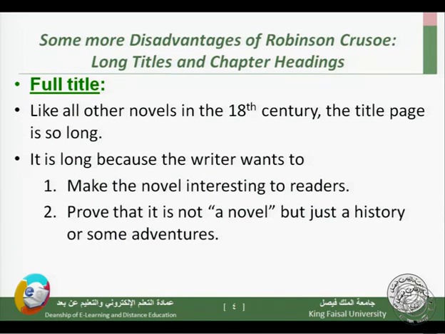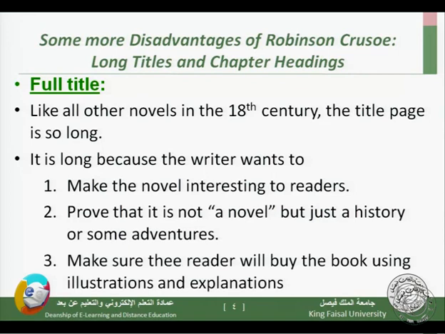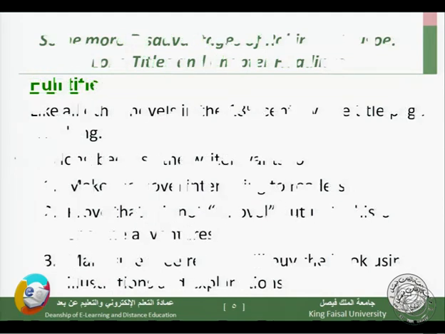Remember the 4 boxes? Okay? They call the novels adventures, they call them history or tales or travels, as in Gulliver's Travels, to prove that it is not a novel but just a history or some adventures. To make sure the reader will buy the book using illustrations and explanations. Not just words, not just Robinson Crusoe. No, Robinson Crusoe with a menu, a list of words, a list of descriptions, a list of sentences describing the title, plus on the other left-hand corner, for example, you have a picture.